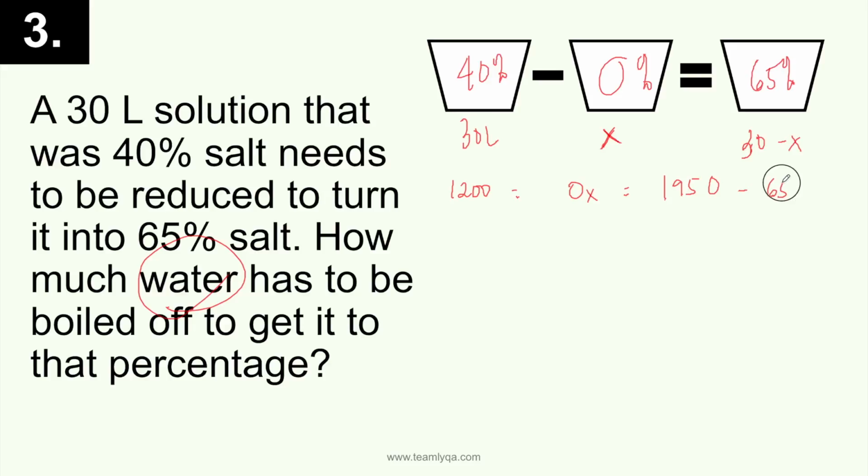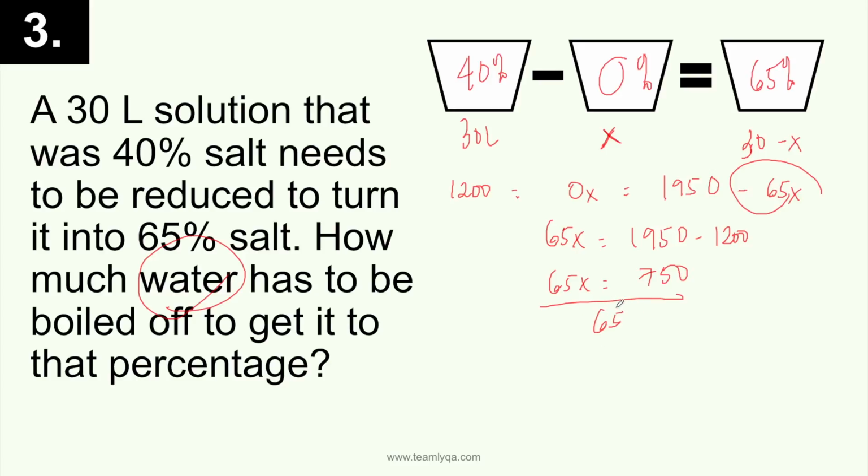minus 65x. Okay? So, again, you can transfer this to the other side para lang positive yung x mo. So, that will be 65x is equal to 1,950 minus 1,200. So, you have 65x is equal to 750. Binawas ko lang siya all over 65. So, para makancel natin yung 65, i-divide natin yung 750 by 65.